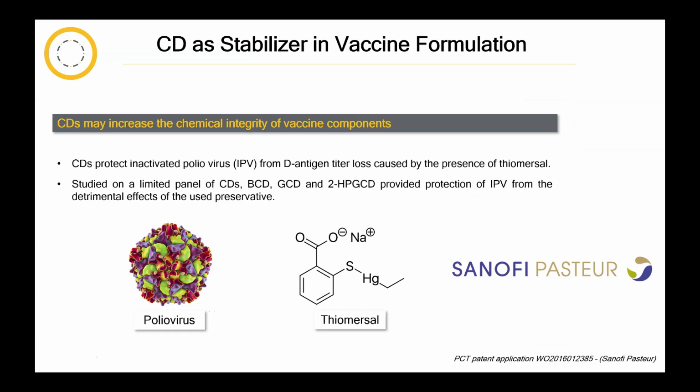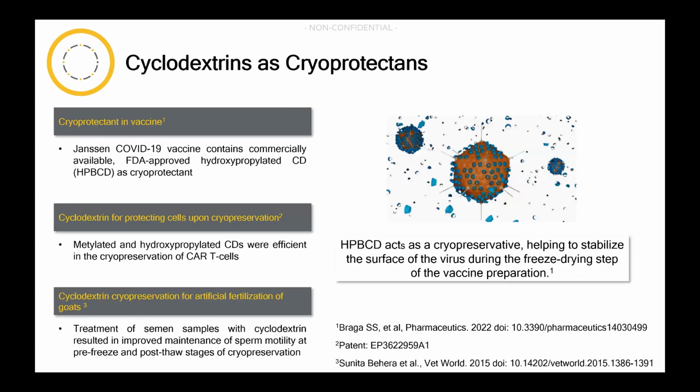For example, in this example with Sanofi, with the poliovirus vaccine, where they are also using thiomersal and HP gamma cyclodextrin. Other than that, they are also cryoprotectants. So in some vaccines, for example, in the Janssen COVID vaccine, they are using HP beta as a cryoprotectant, not for other reasons, but just to have a nice final freeze-dried formulation.